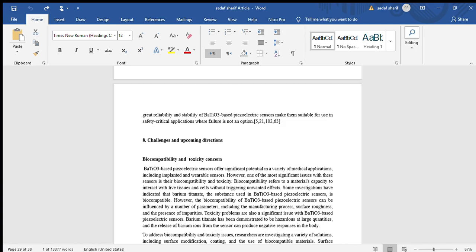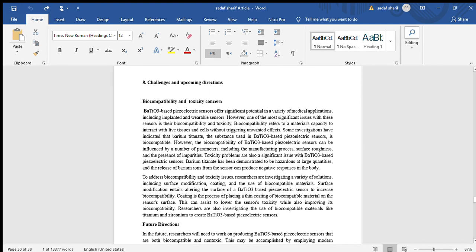Challenges and its upcoming directions. Biocompatibility and toxic concern. That is, of course, a big challenge. Barium titanate based piezoelectric sensors offer a significant potential in a variety of medical applications, including implantable and wearable sensors. However, one of the most significant issues with these sensors is their biocompatibility and toxicity. Biocompatibility refers to the material's capacity to interact with live tissue cells without triggering unwanted effects.